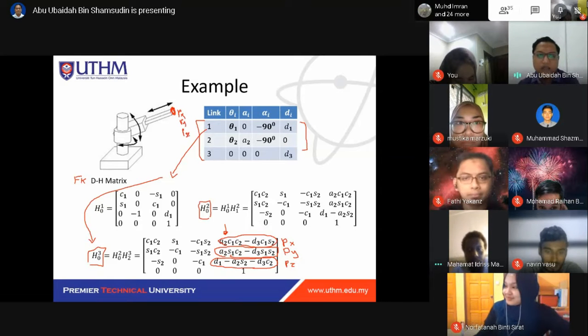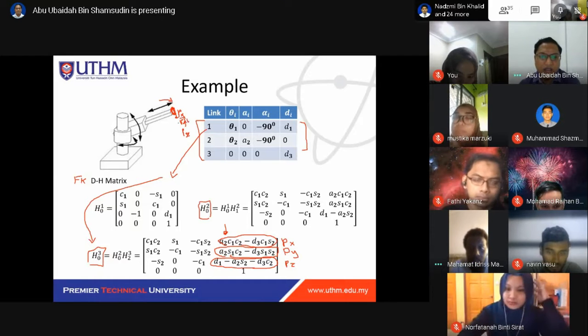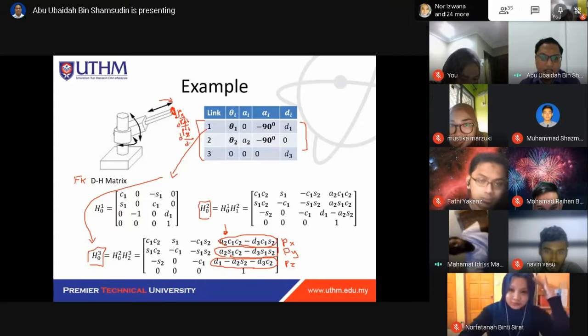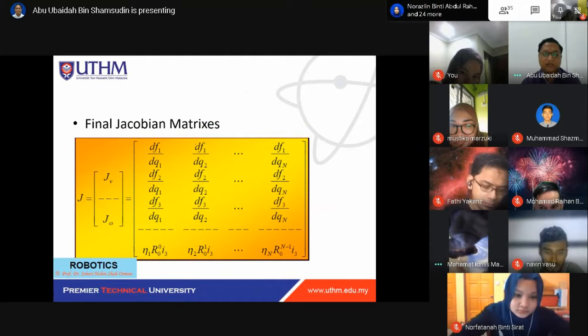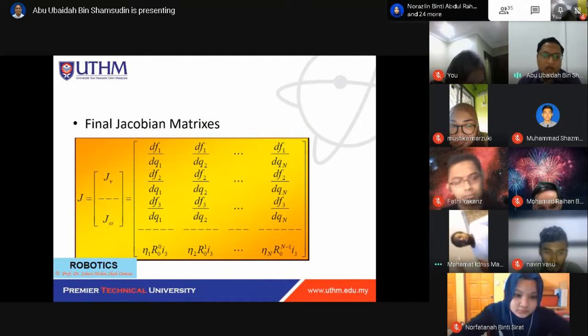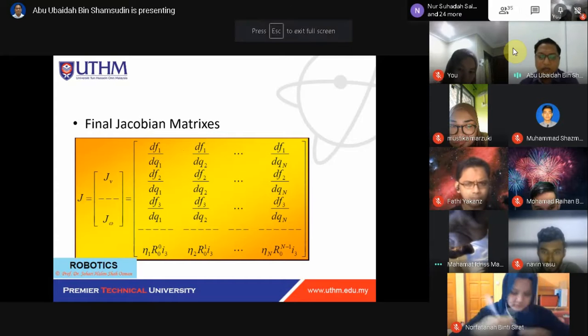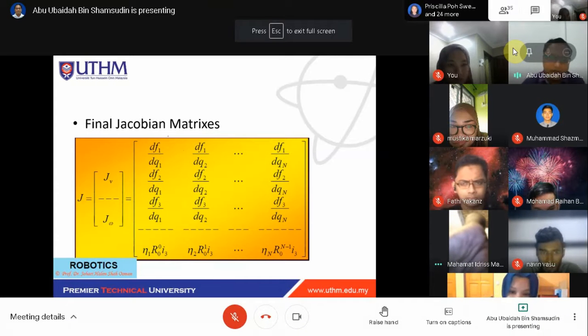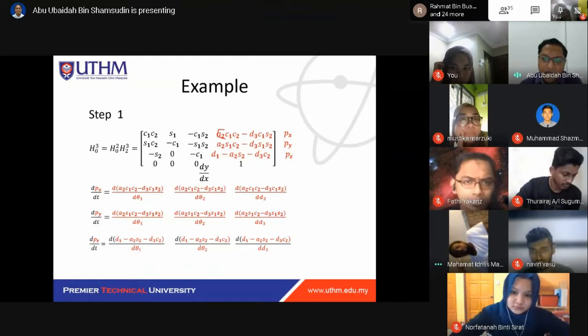So now to calculate the velocity of our end effector, we just need to differentiate with dt. Okay, so let's do that. To differentiate with dt, we need to use partial differentiation. Okay, so partial differentiation, simple. Okay, so let's say this is my px.